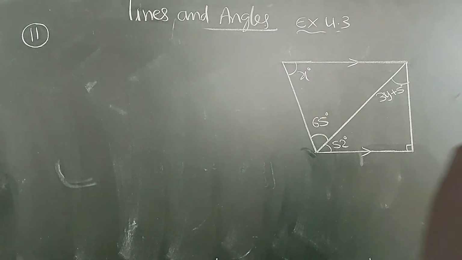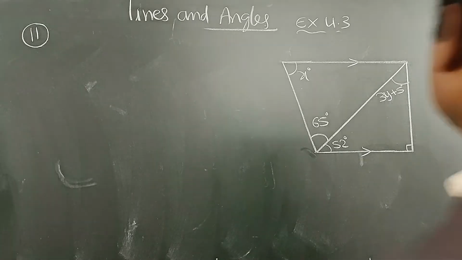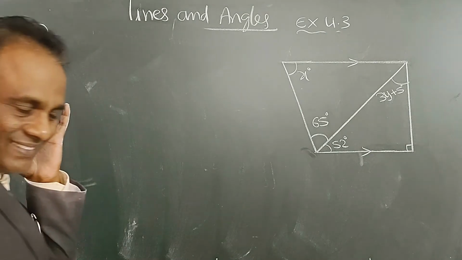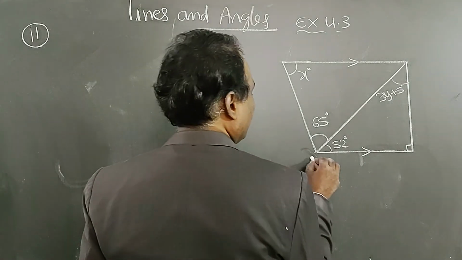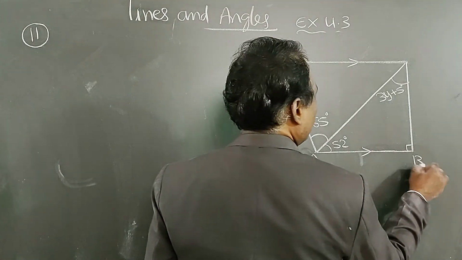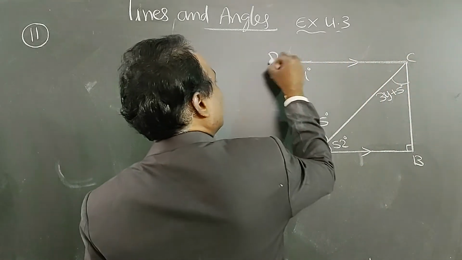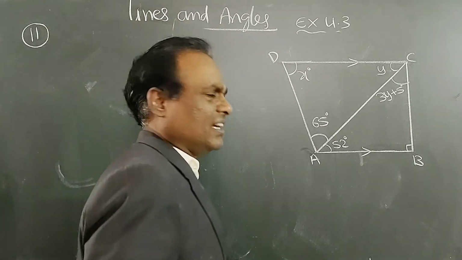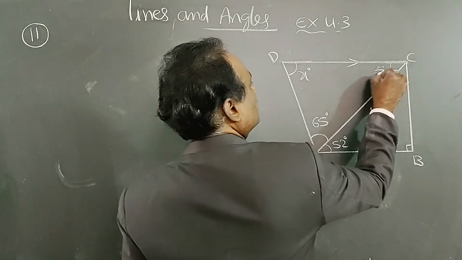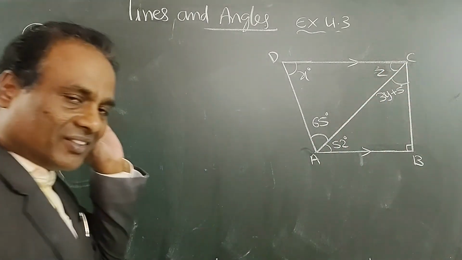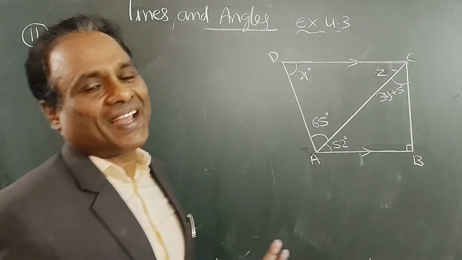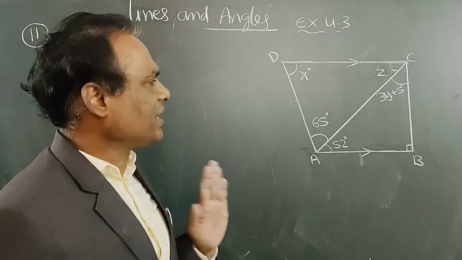Students, draw the diagram. Suppose we take A, B, C, D like this, and this one is empty, so I will take it as Z. Y is already there. We have to find the x value and y value from this diagram.